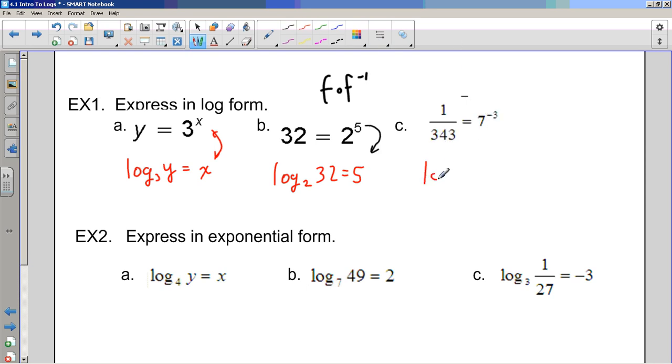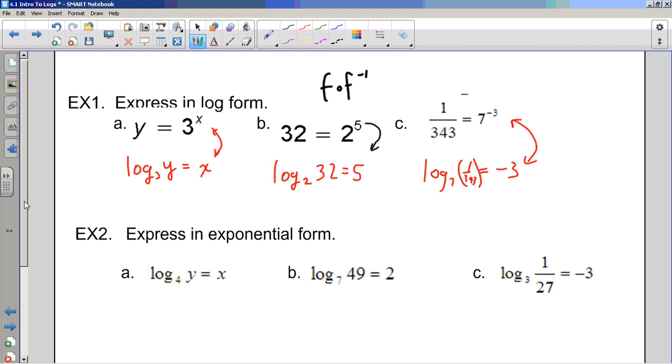Here, exponential form. The base this time is 7. The exponent is -3. That goes on the end. And the power, the answer, is on the inside. And notice, these are all true statements. And again, I could think of this as, all right, what's the exponent base 7 of this thing? Well, it's 7 to the exponent -3, and these two are equivalent statements.